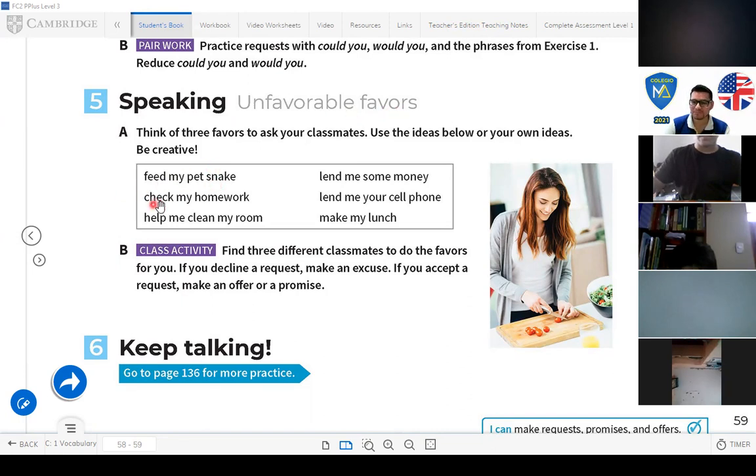What else? Check my homework. Oh my God, no, impossible. No creo que esto hagan ustedes. Check my homework. Que le digas a tu compañero, revisa mi tarea, haz mi tarea. I don't know, no creo, right? No, check my homework. Help me clean my room. Ayúdame a limpiar my room. I think that's not good, right? To ask that favor to a friend, no?